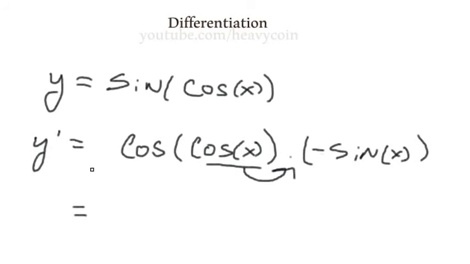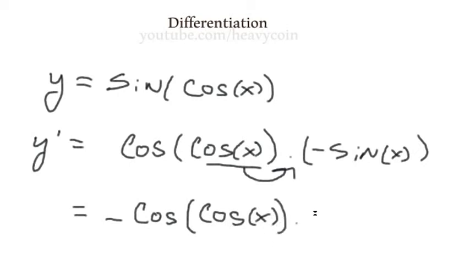So we can just take this negative and bring it out front, and I'm just rewriting everything here. We have cosine of cosine x times sine x, and that is y prime.